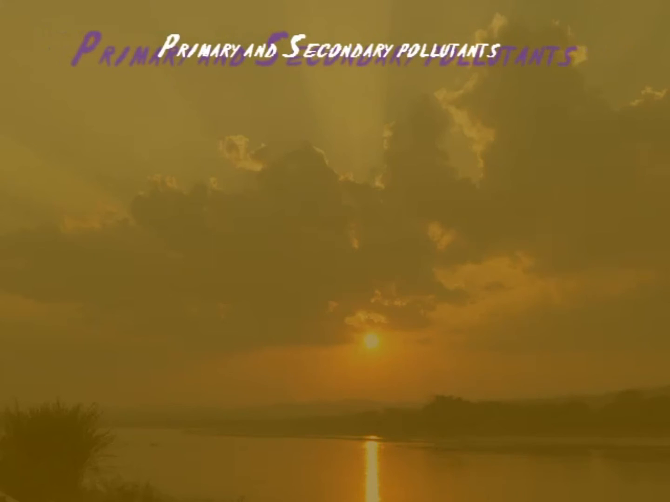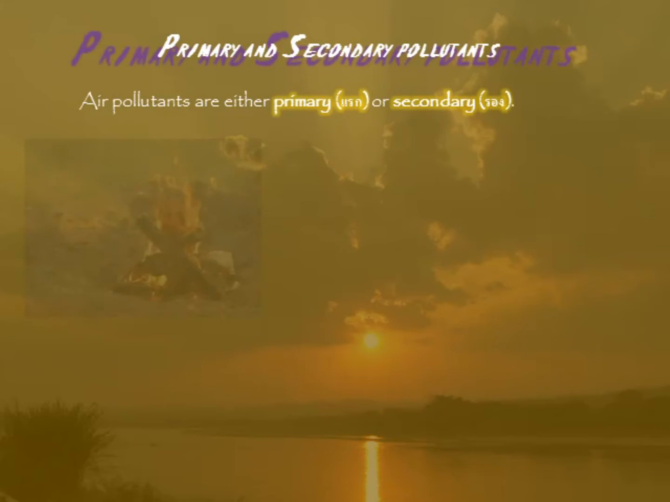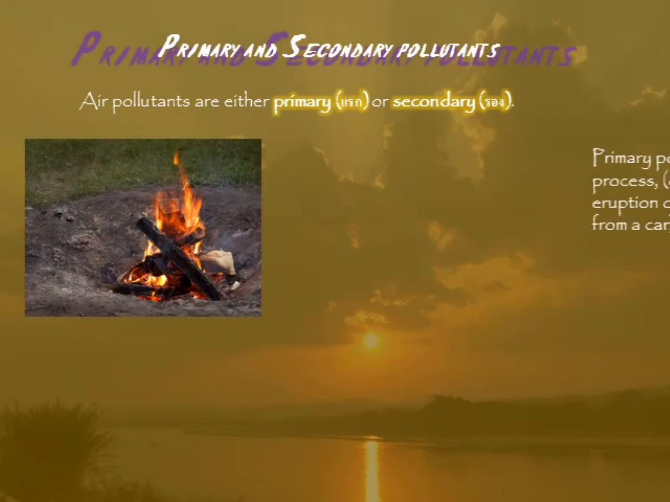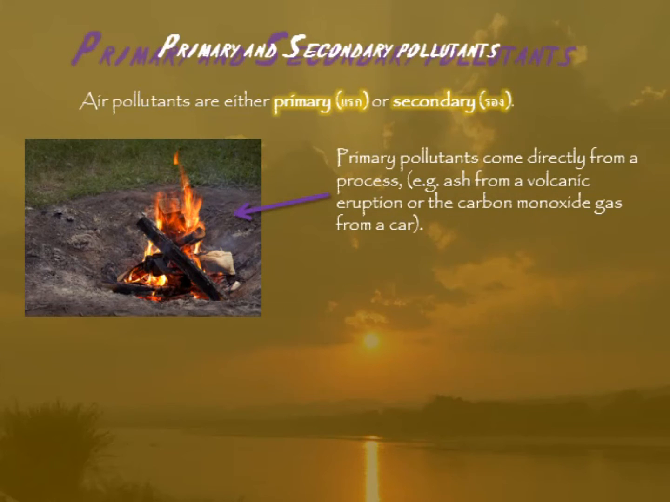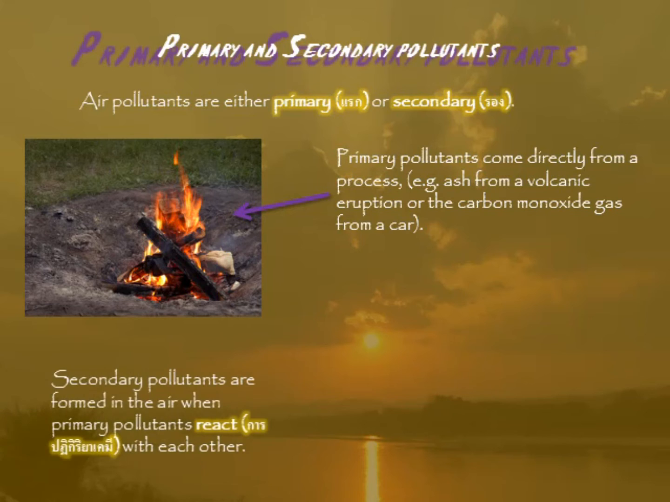So we need to distinguish between primary and secondary pollutants. Air pollutants can be one of those types, primary or secondary. Primary pollutants come directly from a process, i.e. ash from this fire, or the carbon monoxide from a car exhaust.